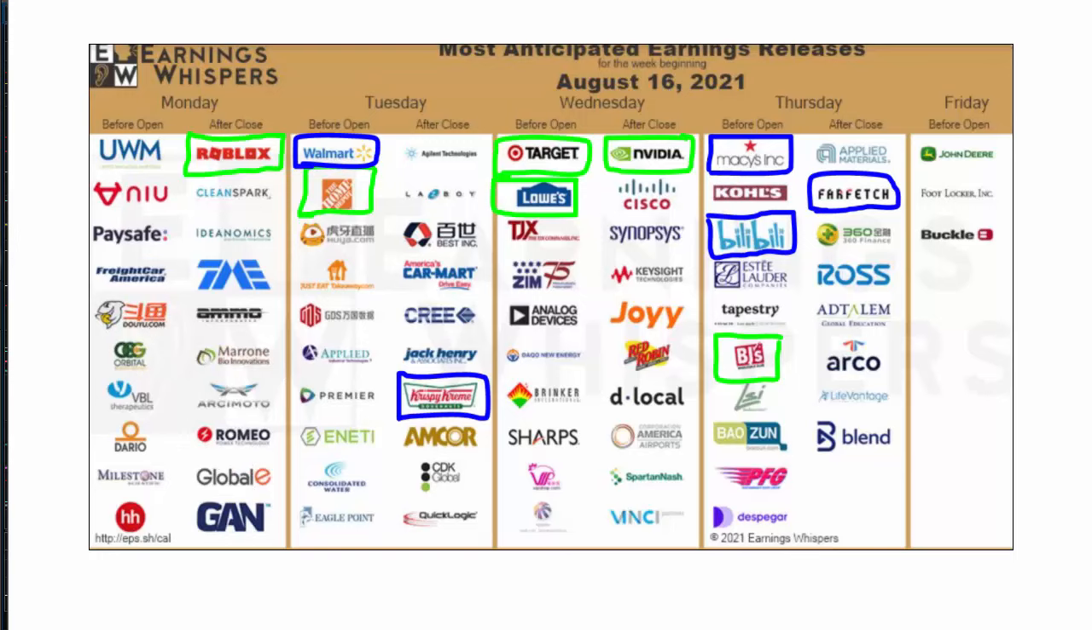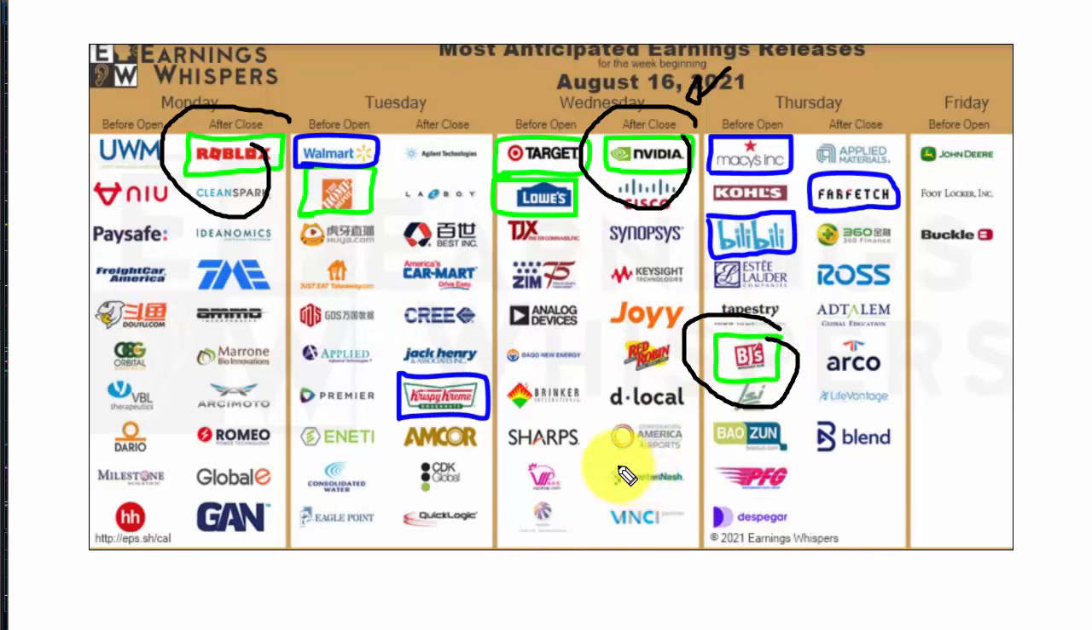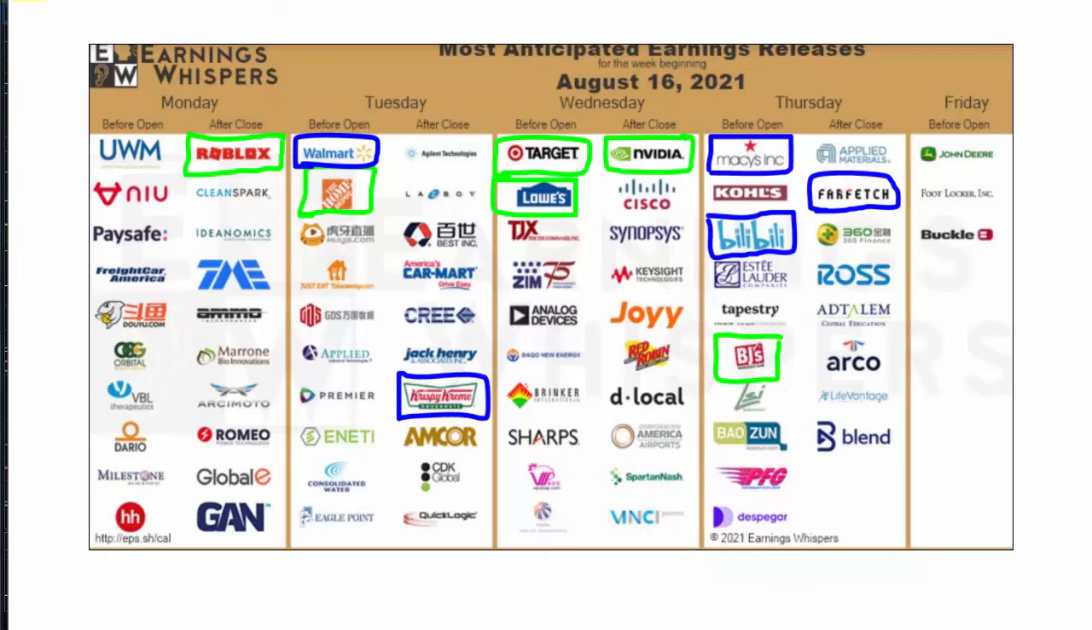Again, some of the momentum plays I'm looking at right off the bat: Roblox, NVIDIA. Obviously, with this one you can play AMD or another ticker. You don't need to play NVIDIA. And then kind of one of the more low-key ones, BJ's. Really good earnings history as well. The ticker's BJ.